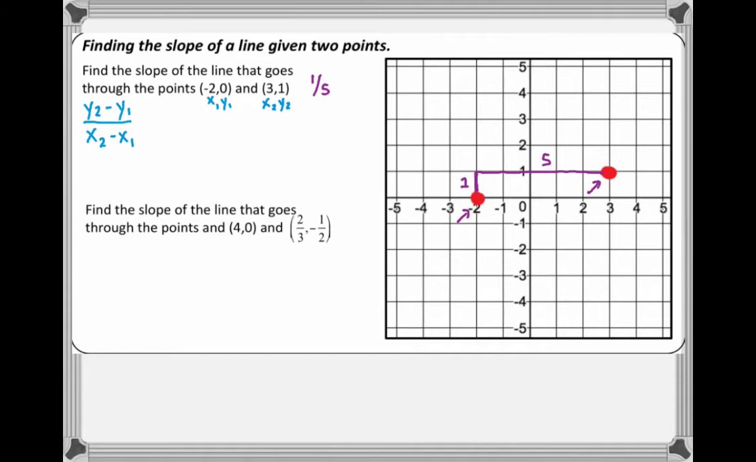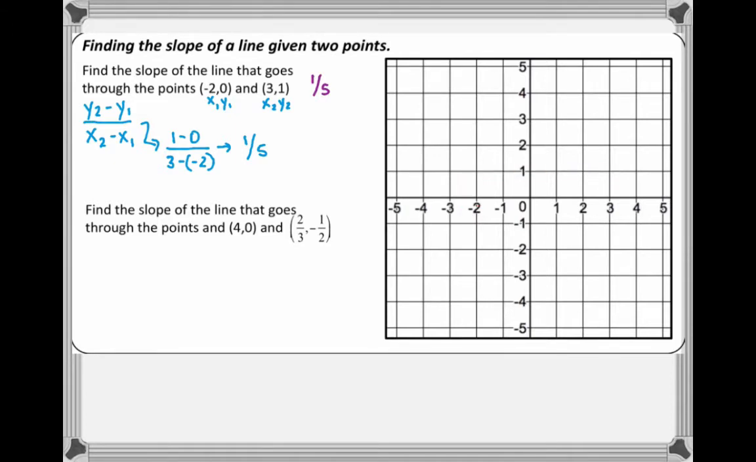So anyhow, throwing this into our slope formula, it should end up being 1/5. But let's, for educational sake, do it out. So I get 1 minus 0 over 3 minus negative 2, and lo and behold, we get 1/5. So it matches. Okay. So on to the next one.